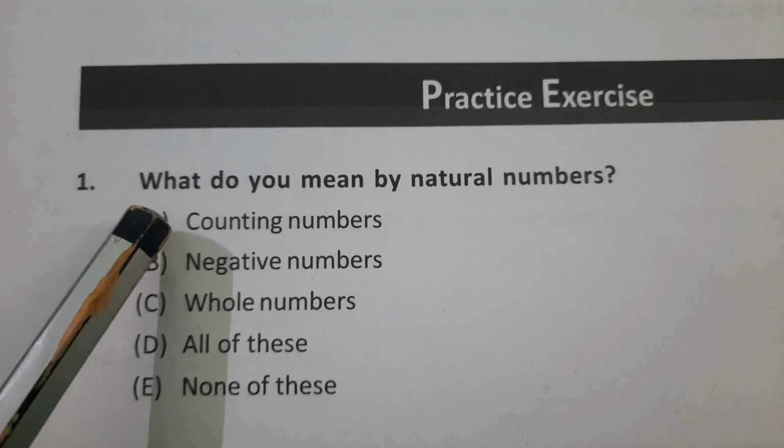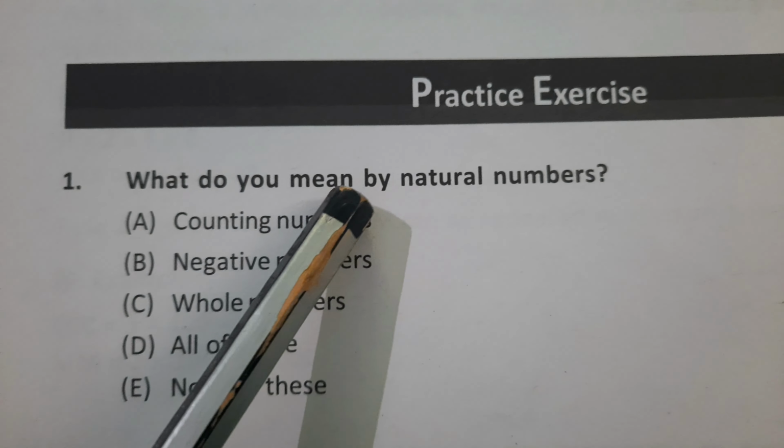So here what is asked is, what do you mean by natural numbers? Option A is given as counting numbers, negative numbers, whole numbers, all of these or none of these. Obviously it is counting numbers, so you all have to mark option A. Next, let us see question 2. What is the difference between the smallest natural and whole numbers? Obviously it is option B, because 1 minus 0 will give you 1 only. So option B is the correct option.